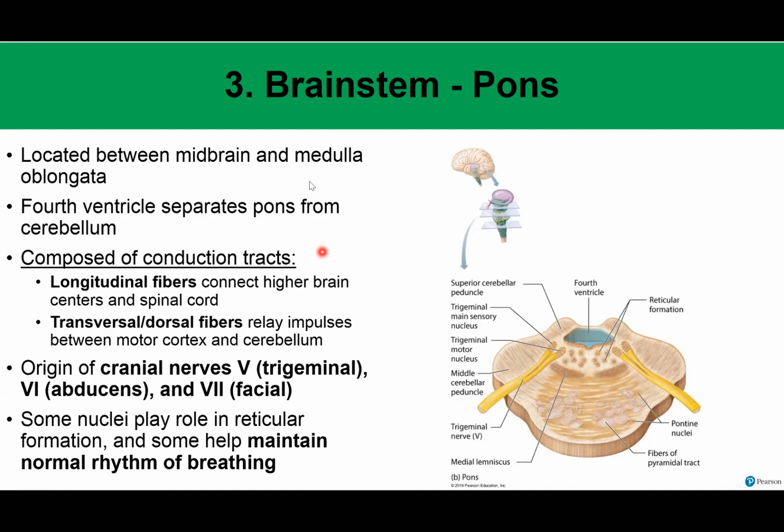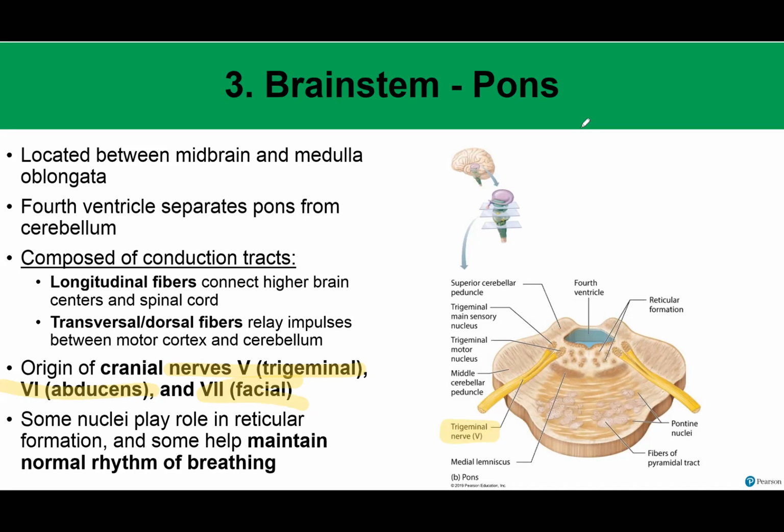Additionally, one of the major things that you should know about the pons for the exam is that the origin of cranial nerve 5, 6, and 7 is located here. So here's 5 that you can particularly see in this image. It looks like you can only see cranial nerve 5, but just know that throughout the pons, cranial nerves 5, 6, and 7 are going to arise. Okay, this is where they're stemming from.